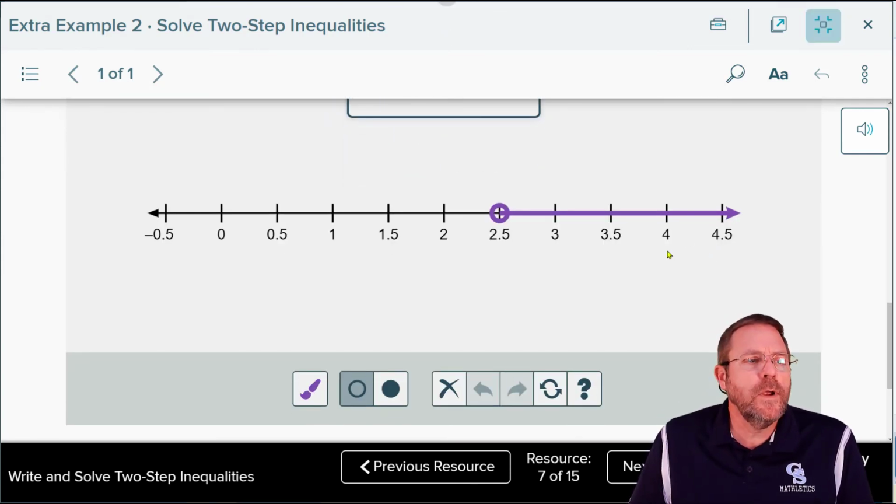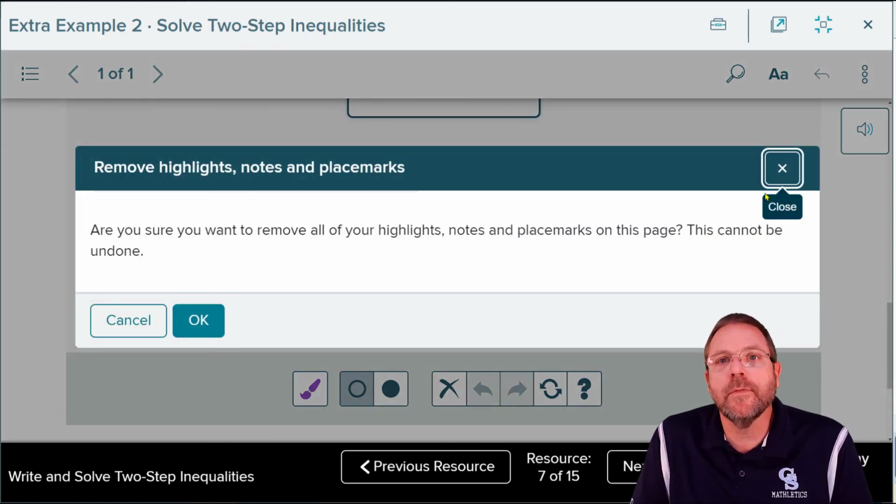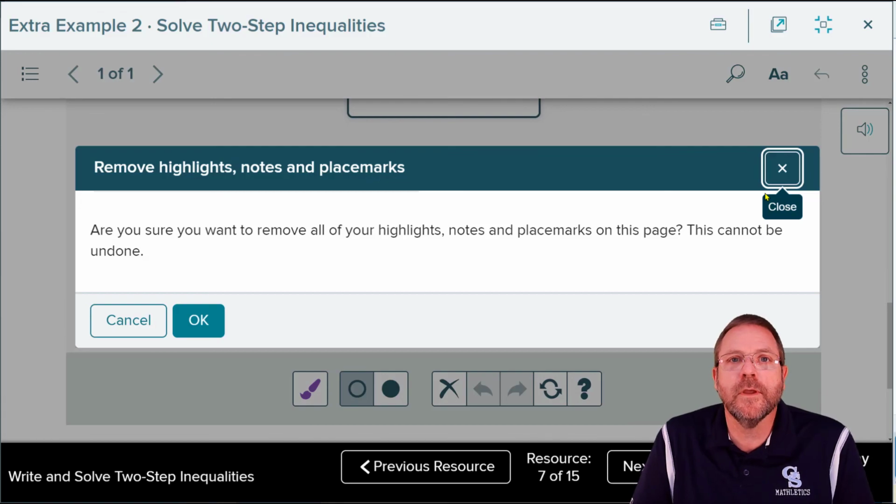This is where we're going to end part 1 of this lesson. Come back in just a little bit and check out part 2, where we're going to continue learning about how to work these two-step inequalities.